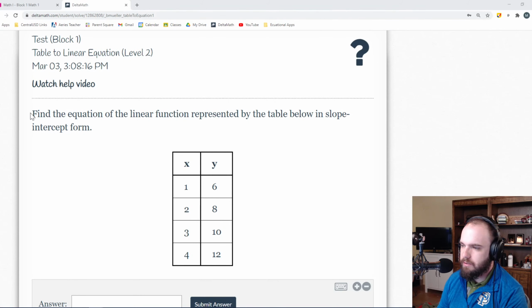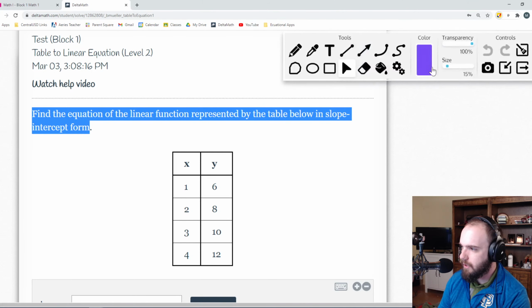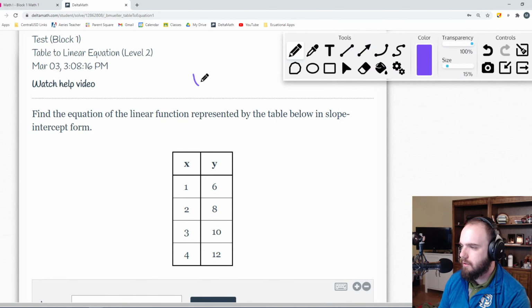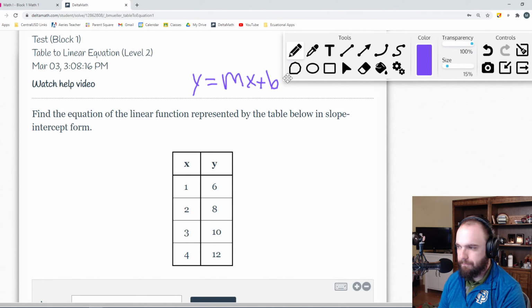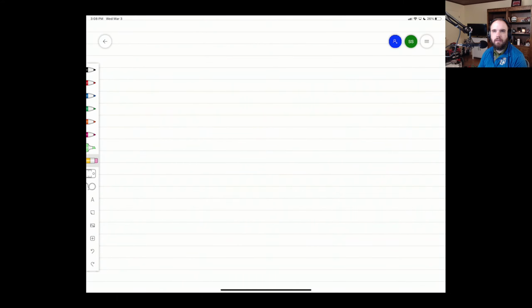All right, we have to find the equation of the linear function represented by the table below in slope-intercept form. So remember, slope-intercept form is just going to be y equals mx plus b. So let's go ahead and look at this. I'm going to write this on my iPad, just a little easier for me to do it down here. I need to reset. Unfortunately, it wasn't connecting properly. Okay, there we go, much better.